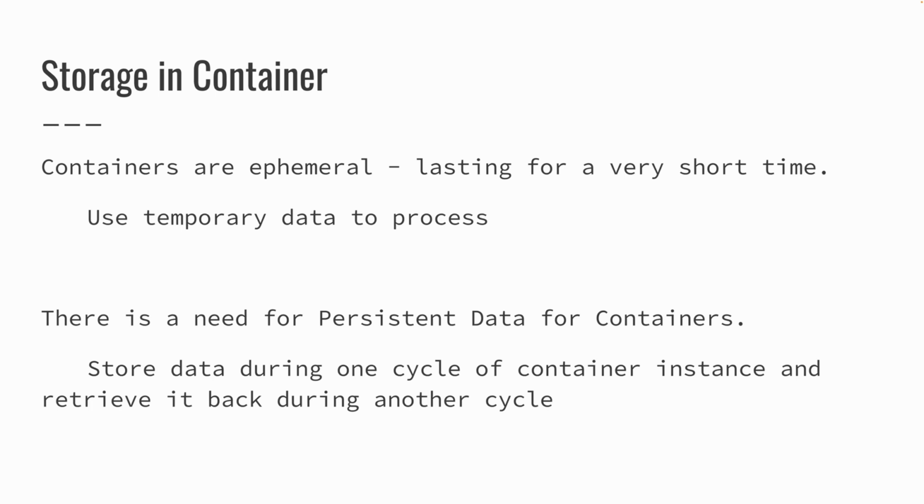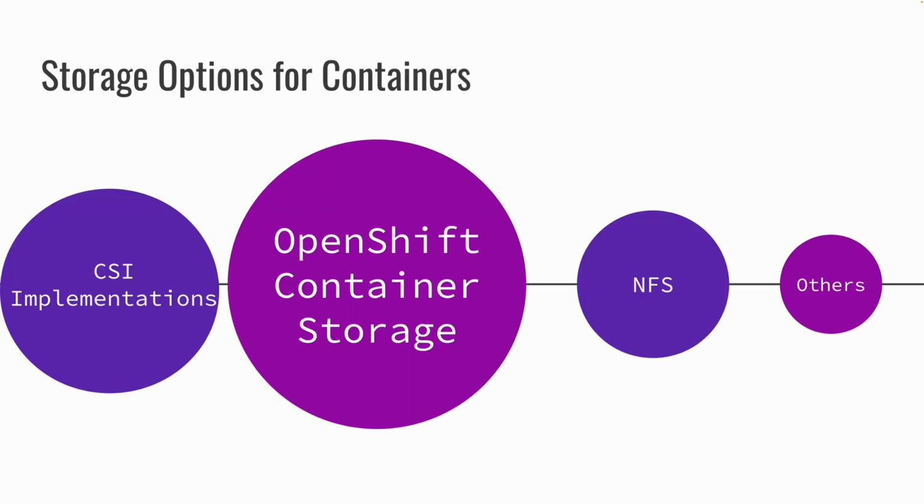There are several options available for you to implement such persistent storage for your application workloads. The most primitive or most popular one is NFS. You can set up the NFS storage, and then using the NFS client, you can make persistent volumes and persistent volume claims out of the NFS storage, and attach the persistent volume claims to your application workload. Then your workload will start using NFS as persistent storage.